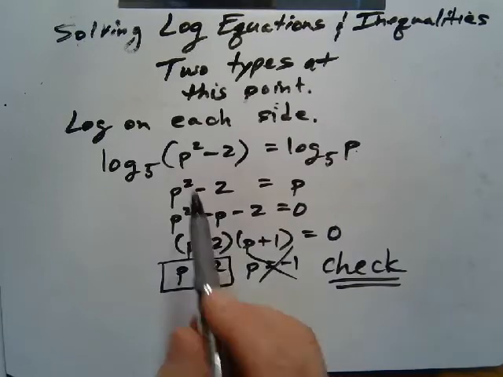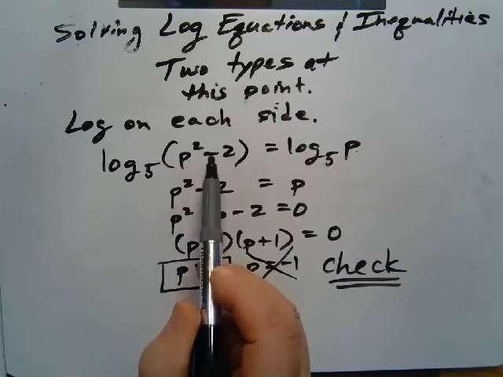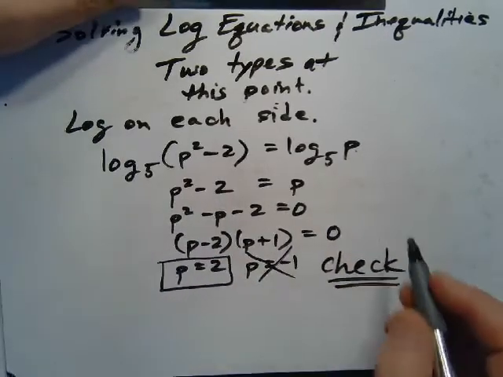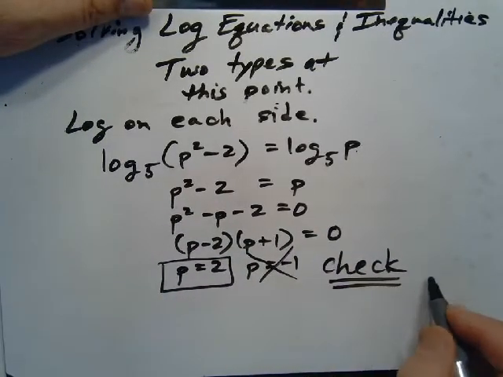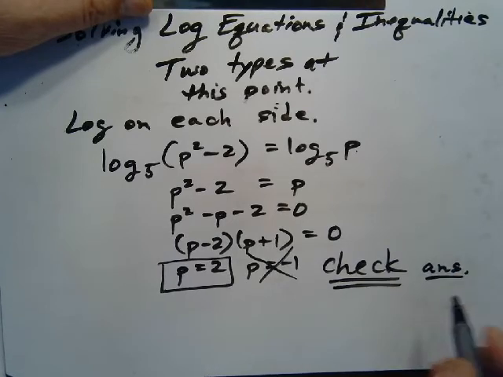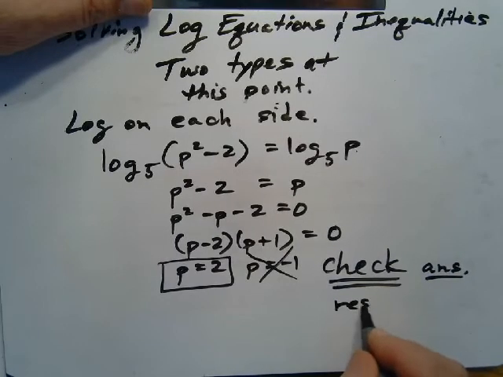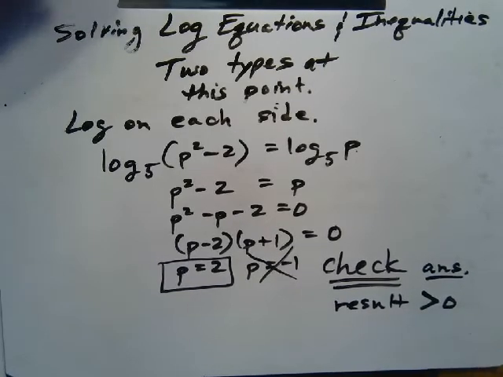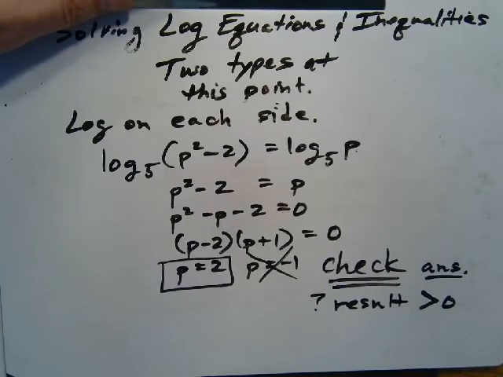We could even try this 2 here. 2 squared is 4, 4 minus 2 is 2. So that's okay, and it's okay over here as well. But you must always check your answers, and you're checking to see if the result is going to be greater than 0. Is it going to be greater than 0? It's got to be greater than 0.